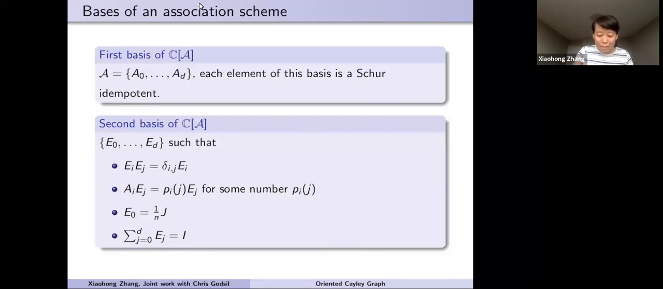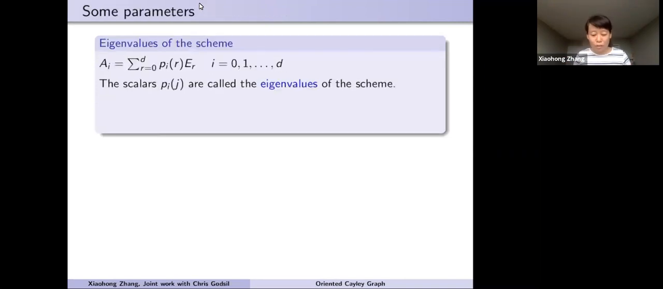There are still some nice structures for this basis. The scaled all-ones matrix is there, and they sum up to the identity matrix. For each matrix in the basis, any column of the matrix is an eigenvector of A_i for any i. So it's an eigenvector of any matrix in the algebra. Now we have two sets of bases, and we have two operations, the matrix multiplication and the Schur product. If we mix them together, we could generate some parameters for the association scheme.